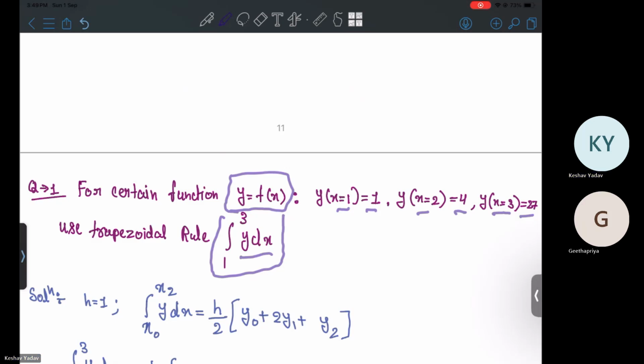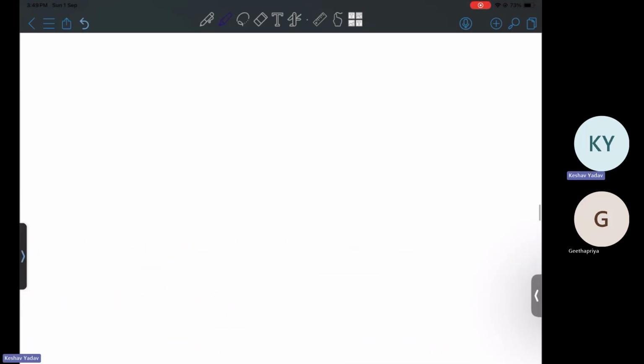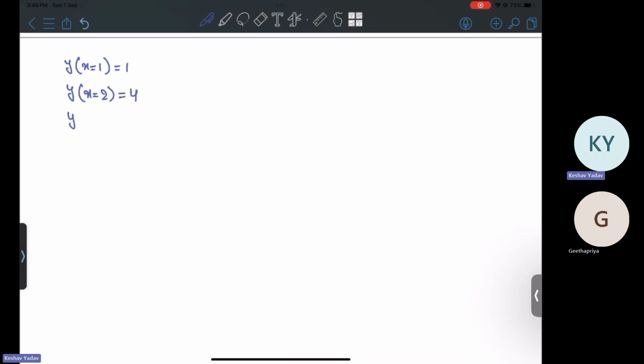First I will solve the first problem, then you go. Then you solve. So what we have here: y at x equal to 1 is 1, y at x equal to 2 is 4, and y at x equal to 3 is 27. And what we wish to find is this integral using the trapezoidal method.